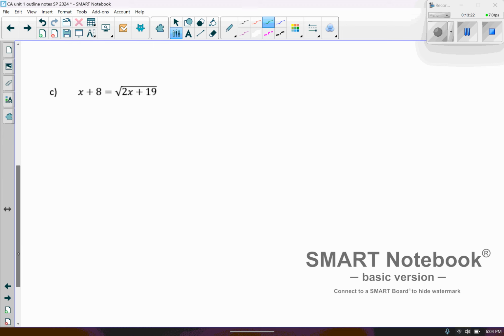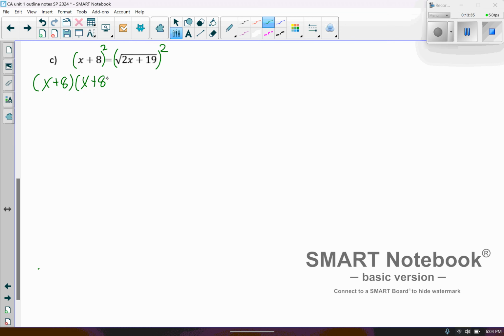All right, here's another one. Should be pretty similar to what we've been doing. So once again, we'll go ahead and square both sides. And once again, you're going to need to break this into x plus 8 times x plus 8 equals, and then this is going to be 2x plus 19. And we'll FOIL this together.